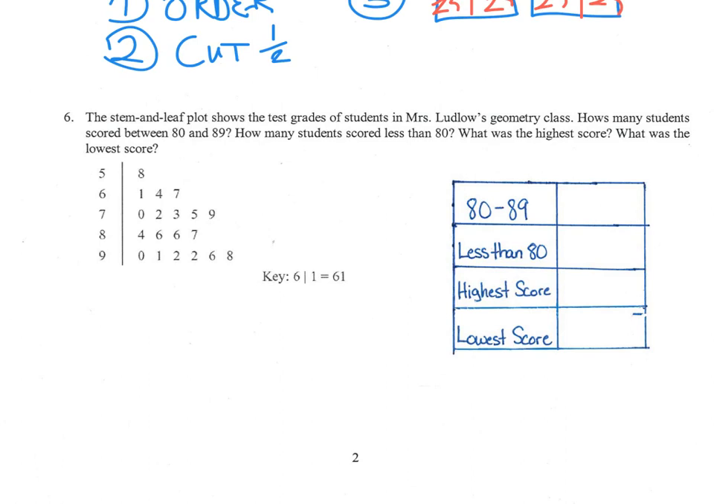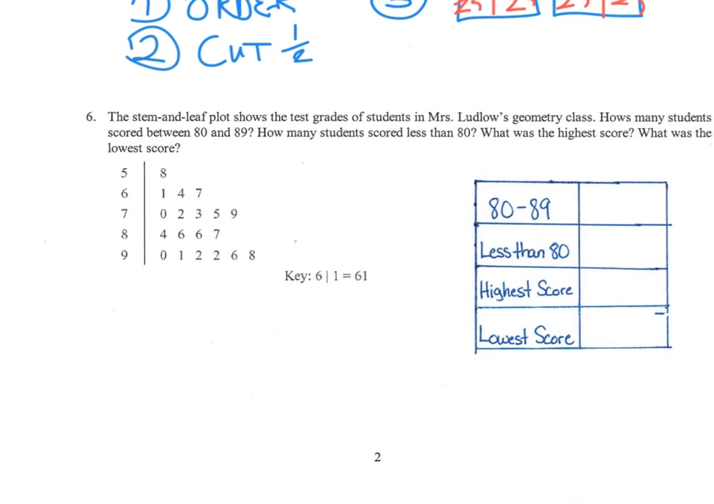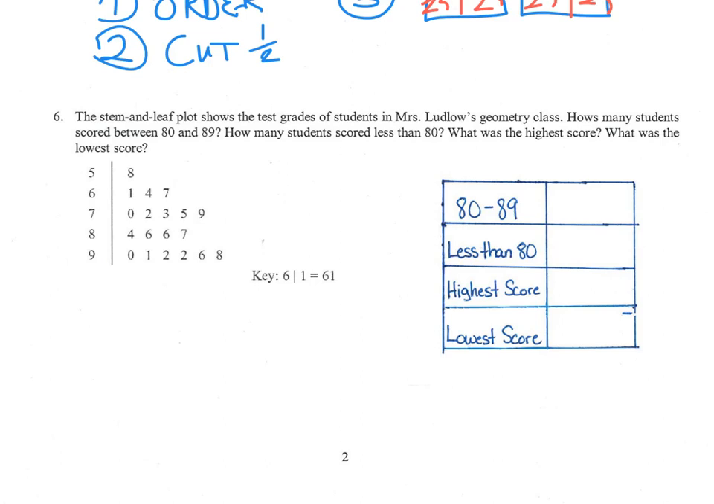Number 6, taking a look at this stem and leaf plot. Okay, it says, this shows the test grades of the students in Mrs. Ludlow's geometry class. How many students scored between 80 and 89? How many students scored less than 80? What was the highest score? What was the lowest score? So remember, this just means the first number. So like, here it tells you 6/1 means 61, 61, 64, 67.